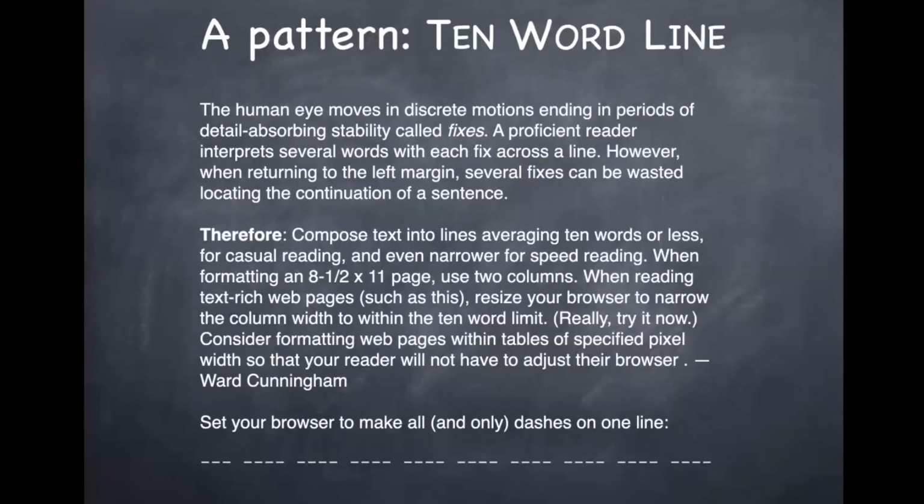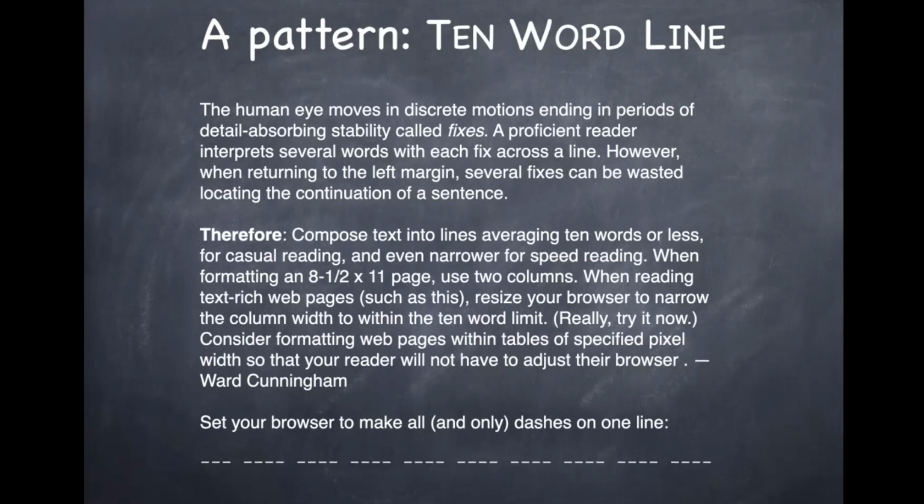This, for example, is a pattern. This is one of my favorite patterns. This is by Ward Cunningham. Ward Cunningham is the guy who invented wikis. This is not a very structured pattern, but it starts with a context and a description of the trade-offs. It says when you read, your eye has to come back to the beginning of a line, and then it goes across, and it comes back to the beginning of a line, and it goes across. It has to hunt around to find where to go. That's called fixing.